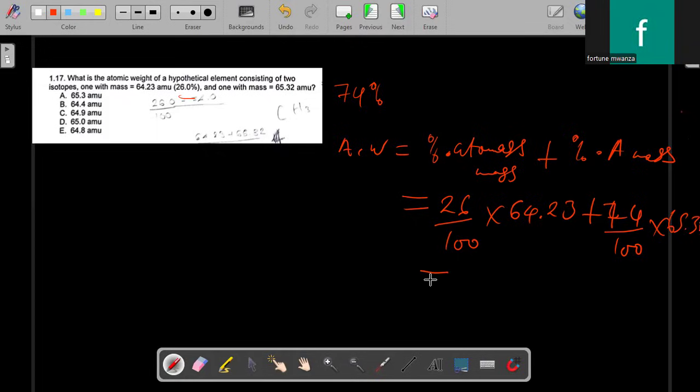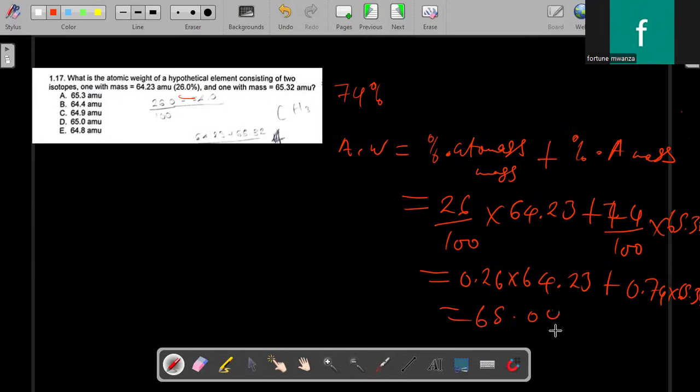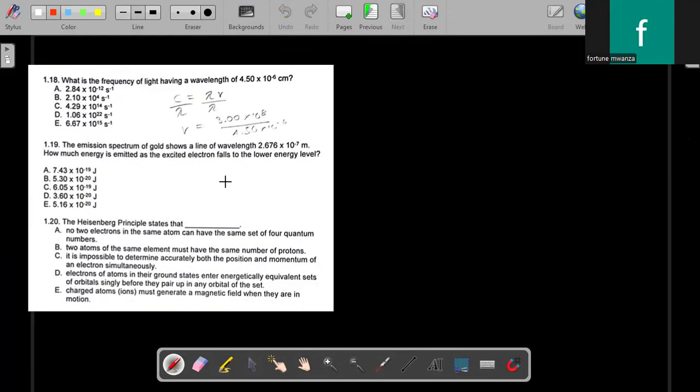When you do your calculation, you're getting 0.26 times 64.23, then you add 0.74 times 65.32. You multiply these and add them, and you're going to get the average atomic mass of 65.04 atomic mass units, which is this one here, which is 65. So we can go to question number 18.